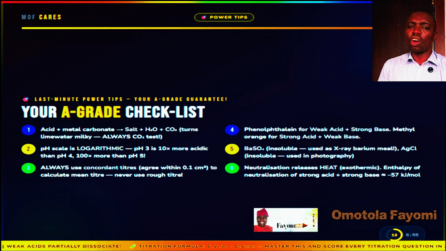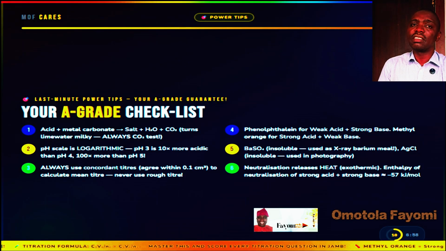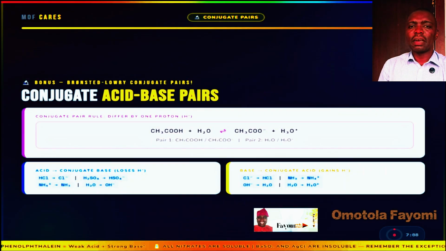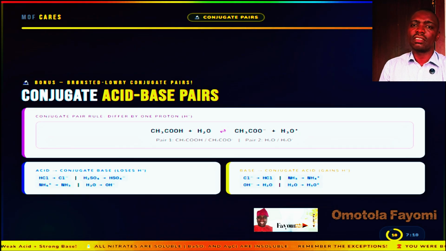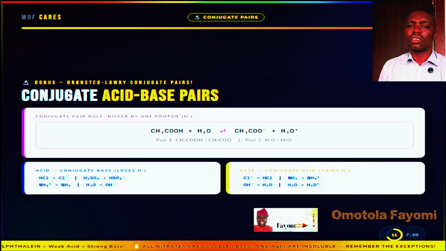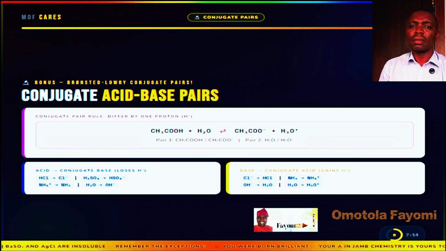It is always negative because neutralization is exothermic, it releases heat. Final bonus, conjugate acid-base pairs from Bronsted-Lowry theory. When an acid donates a proton, it becomes its conjugate base, which differs by just one hydrogen ion. HCl donates H plus to become Cl minus, its conjugate base. Ethanoic acid donates H plus to become the ethanoate ion. When a base accepts a proton, it becomes its conjugate acid. Ammonia accepts a hydrogen ion to become the ammonium ion. Water accepts a hydrogen ion to become the hydronium ion, H3O plus.